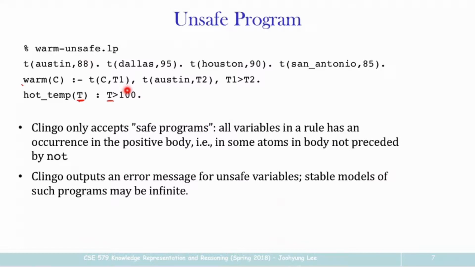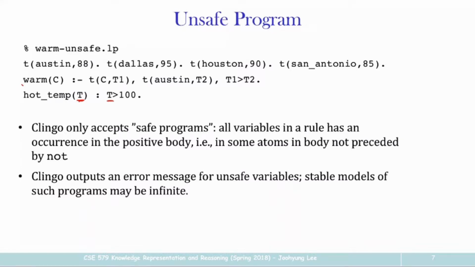What about T1? Of course, T1 occurs here, and this is already a good occurrence. What about T2? T2 occurs here and here. This one is not a good occurrence, but this one is a good occurrence, which makes the rule safe. Now, T1 greater than T2 is not an atom according to Clingo terminology. It's called a comparison, and a comparison doesn't contribute to safety. So the rule here is a safe program. All variables in the rule must have an occurrence in some atom in the body that is not preceded by negation. Only then is the program safe.